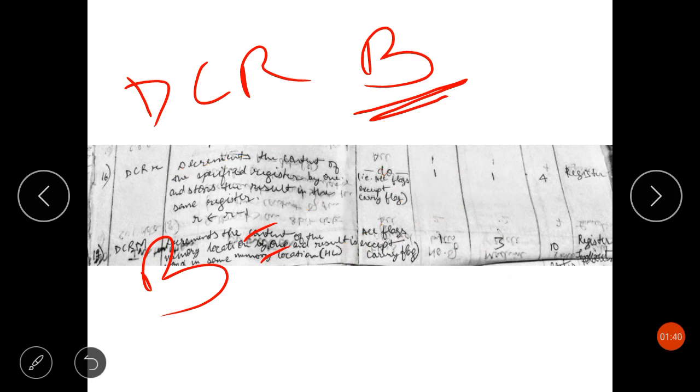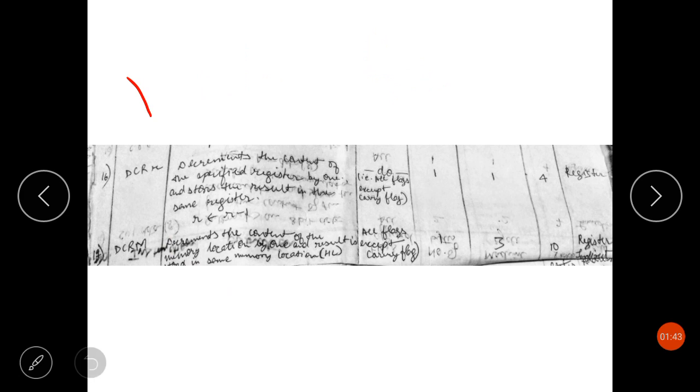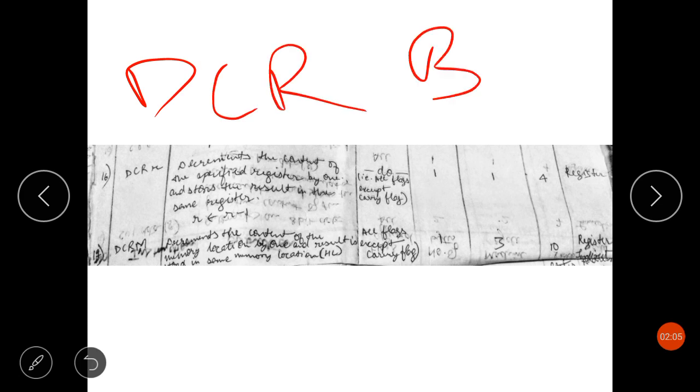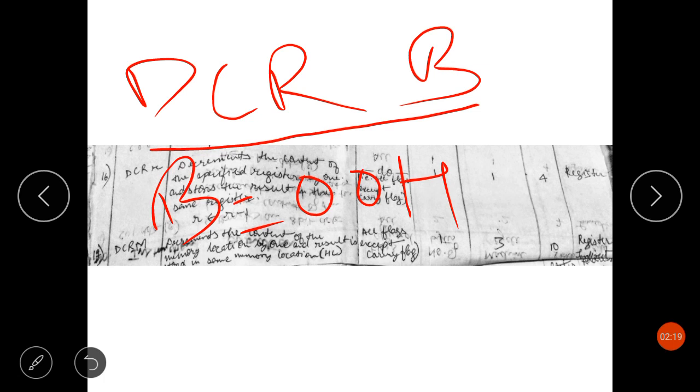Now, how many flags will get affected? Again, this is DCR R. In this, since it is an arithmetic group instruction, all flags will get affected except the carry flag. Why is the carry flag not affected in this type of instruction? Suppose the content of register B is 00H, and we apply this instruction DCR B, what will happen?